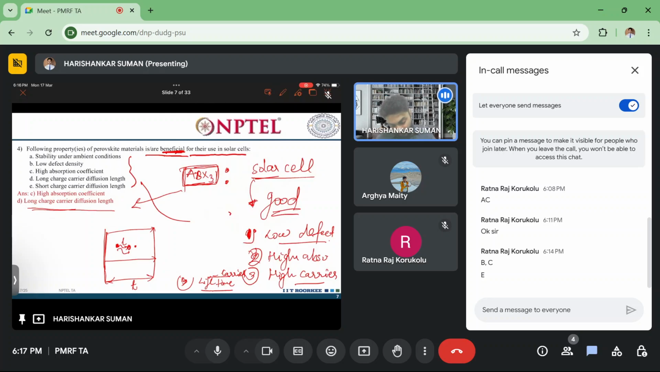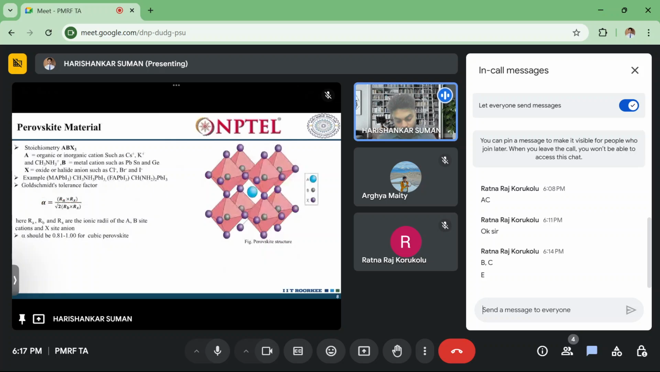But perovskite, in this given option, has a high absorption coefficient and long charge carrier diffusion length. We will discuss this in upcoming slides. Let me tell you, perovskite has this structure. You can see A goes here. This is the A part, and B you can see in the octahedra center.